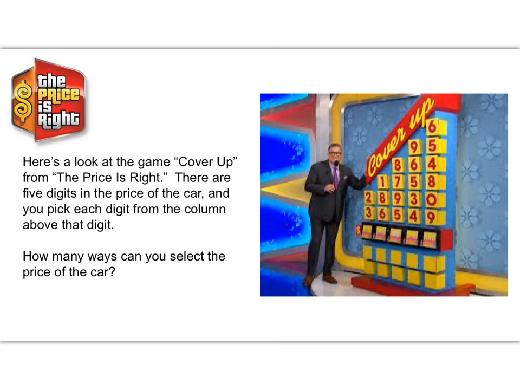So how many ways can we select the price of this car? Well, there's 5 different choices that you have to make. And there's 2 choices for the first number, and 3 for the second, and 4 for the third, and 5 for the fourth, and 6 for the fifth. And when you work all of that out, there are 720 different ways to select the price of the car. So you've got a pretty remote chance of winning this game on the very first try, unless you really know something about the price of cars.